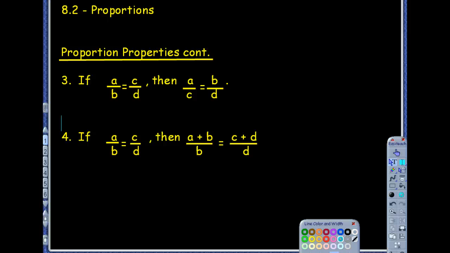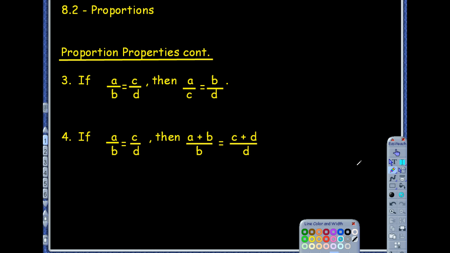Section 8.2 is going to continue with the proportions that we stressed yesterday. Yesterday we talked about two properties with proportions, and we told you there were two more. That's where we're going to start. So let's just quickly recap. The two that we learned yesterday were the what?